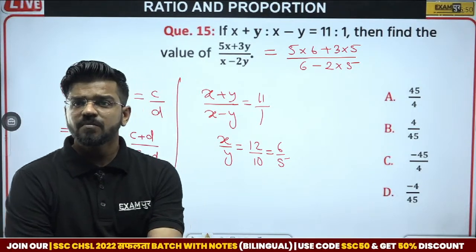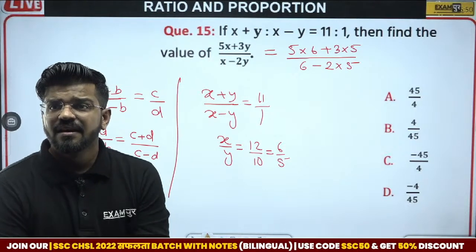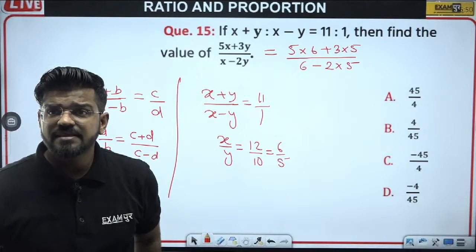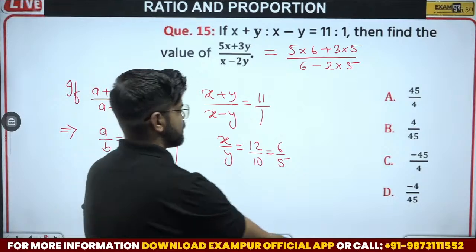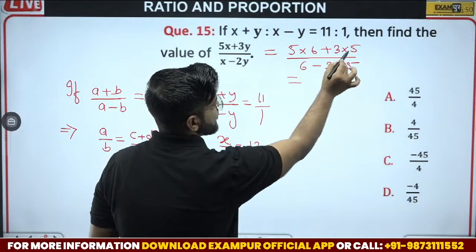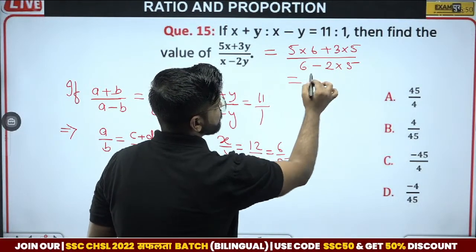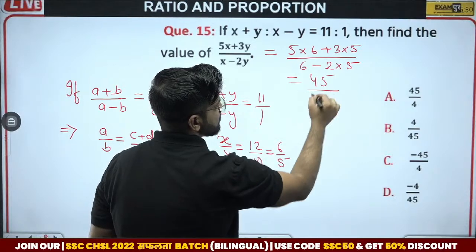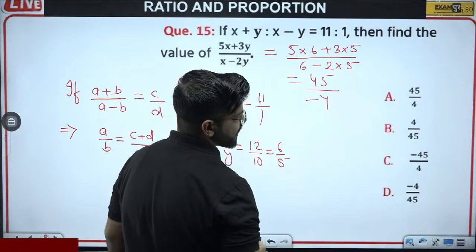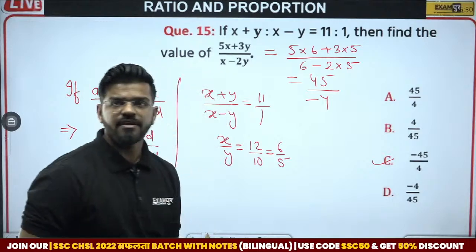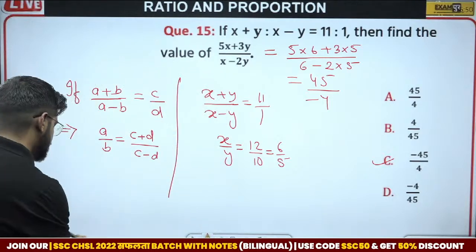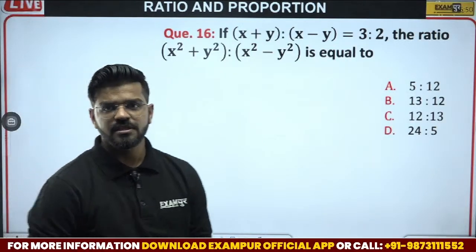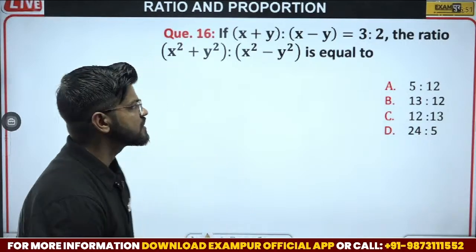Very good. So Kirti is giving C, and Madana is giving C, Vinod giving C. Wow, very good. So 30 and 15, 45, and 10 minus 4. 45 by minus 4, yeah, minus 45 by 4. Option number C is absolutely the right answer. Another question is in front of you. Tell me the answer of this question.